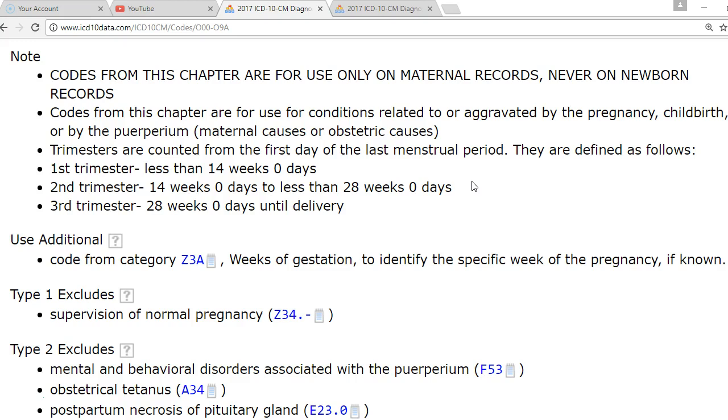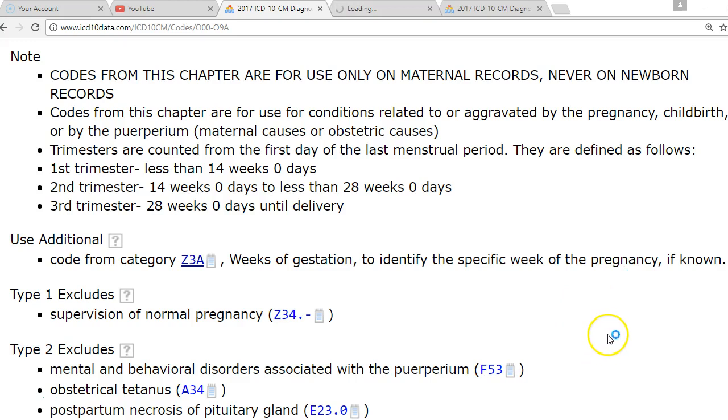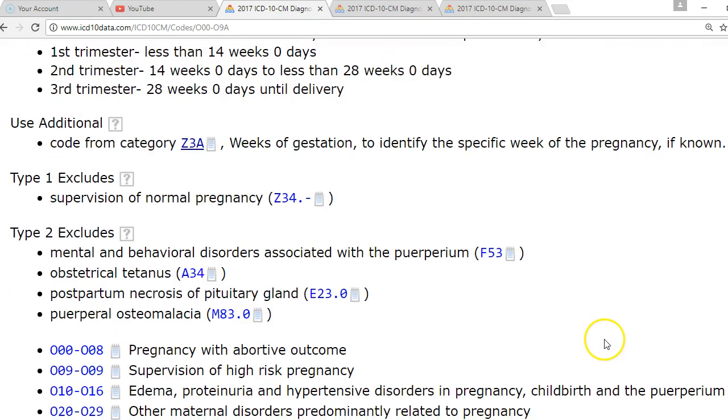Now, let's look at our other notations. Use additional code from category Z3A, weeks of gestation, to identify the specific week of pregnancy if known. We're going to get back to that. So we're going to open that tab up and look at that in a few minutes. Type 1 excludes supervision of normal pregnancy, which is a Z code. We'll look at that for a few minutes.